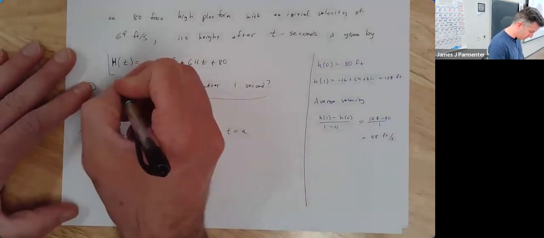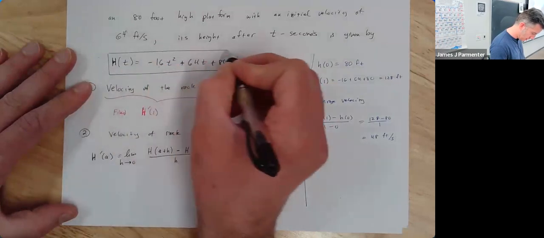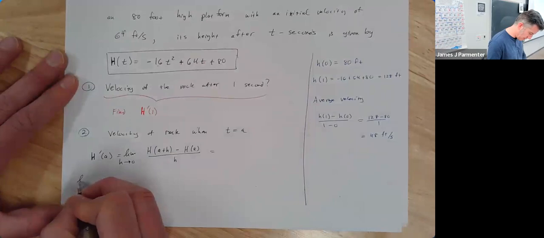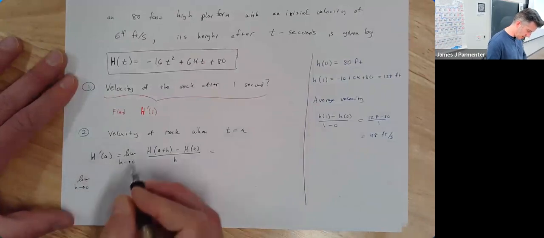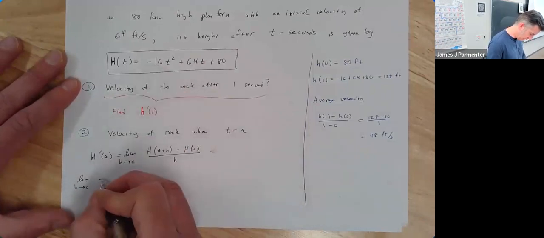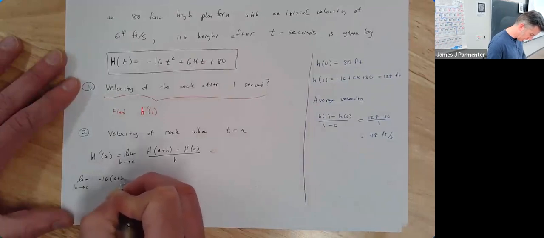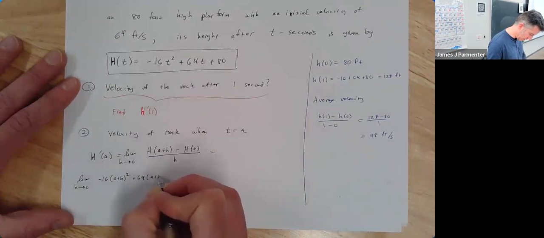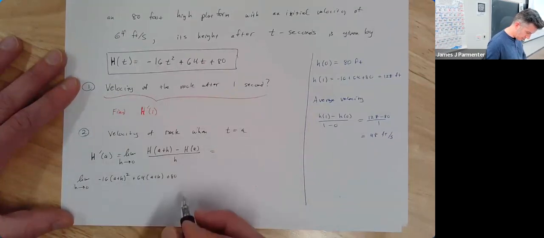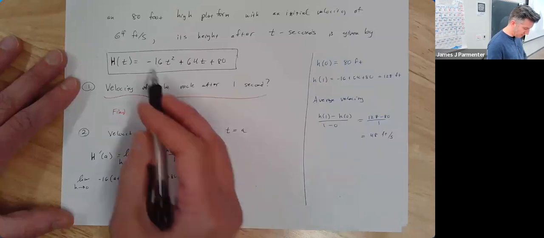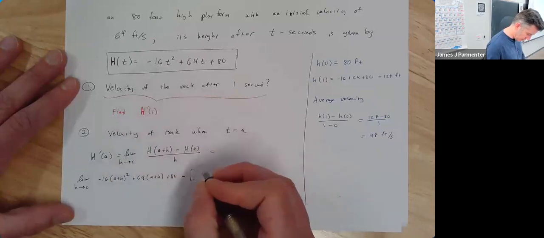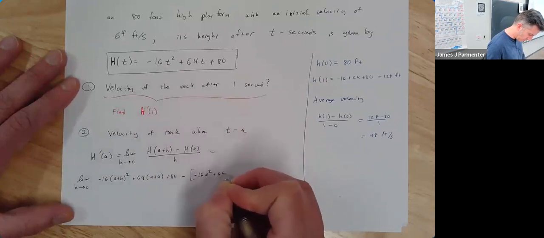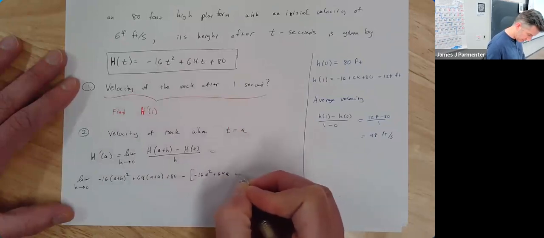So here's our function, and we're going to plug in A plus h for every t. We get the limit as little h goes to 0 of negative 16 times A plus h squared plus 64 times A plus h plus 80, minus all of H of A. So H of A is going to be negative 16 times A squared plus 64 times A plus 80.